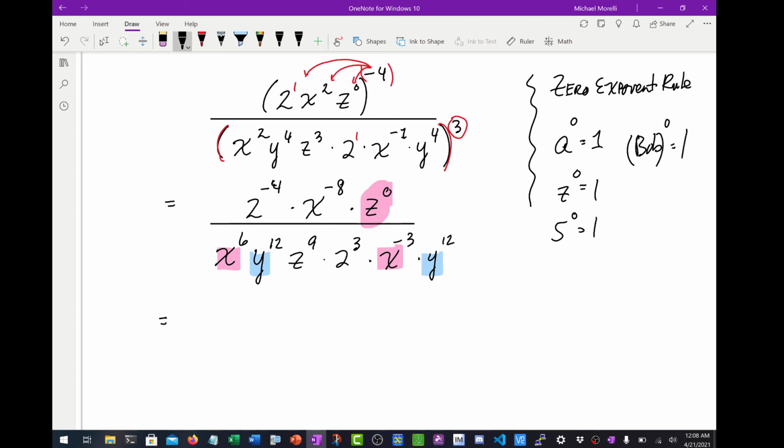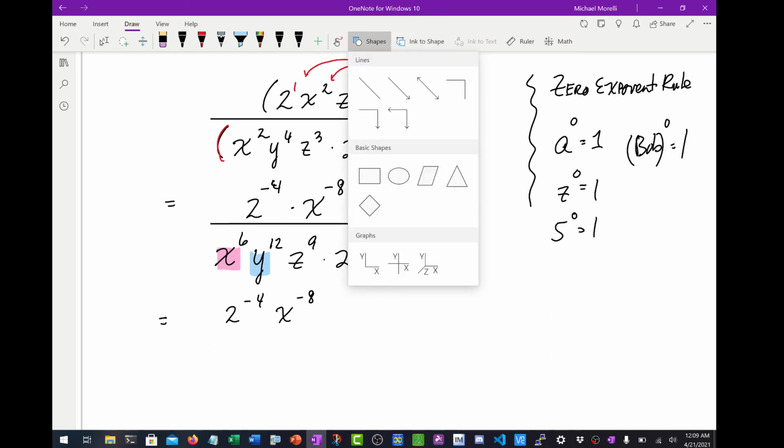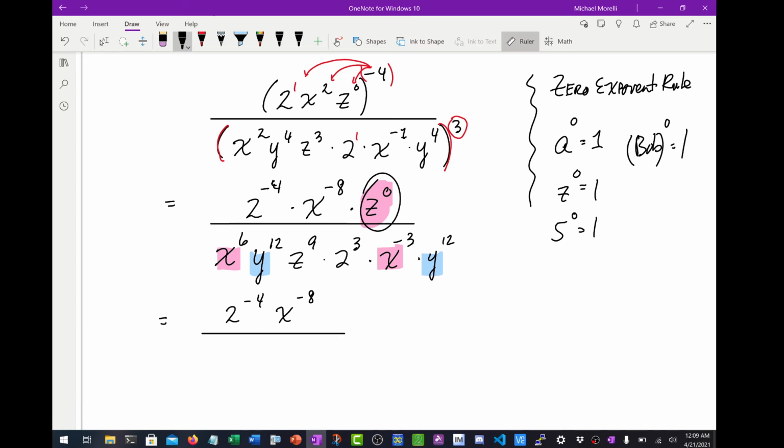So upstairs, we're just going to leave everything as is. 2 to the negative 4th, x to the negative 8th. And now remember, this guy right here is just 1, so times 1. But we don't actually have to write that. Okay, and ruler time. Now I'm going to combine the x's. So that's 6 plus negative 3 gives me x to the 3rd power. Then I'm going to combine the y's. So 12 plus 12 is 24. And then z has no friends, so put the letter z raised to the power of 9.